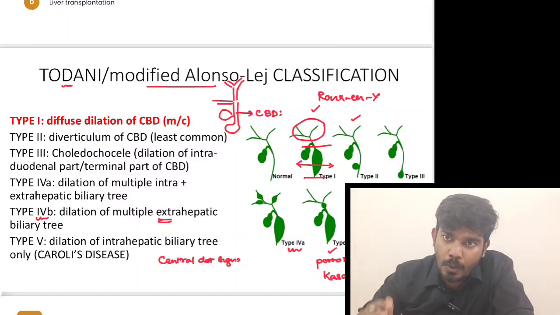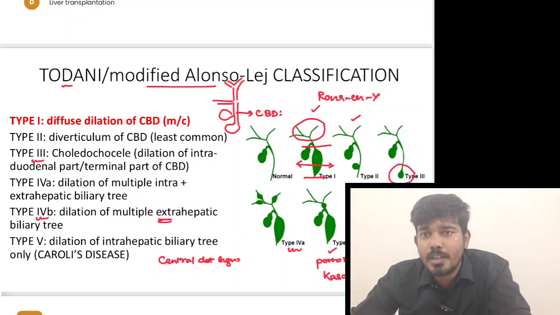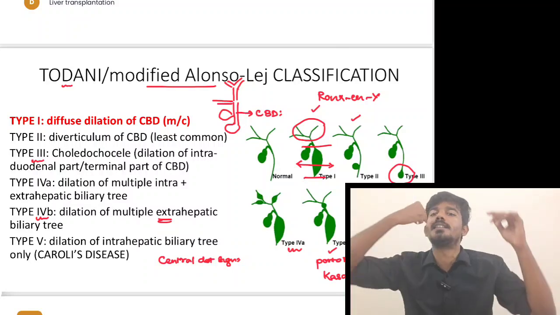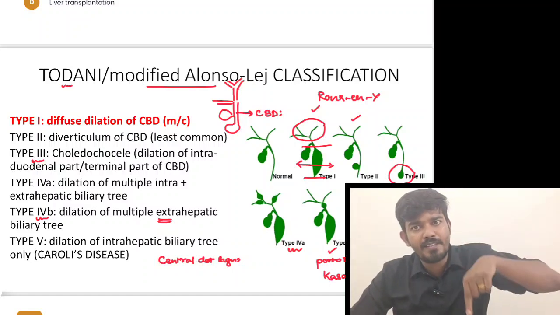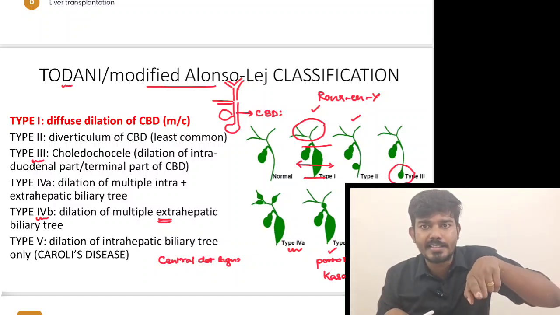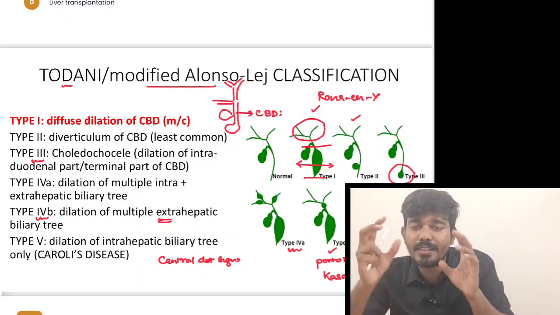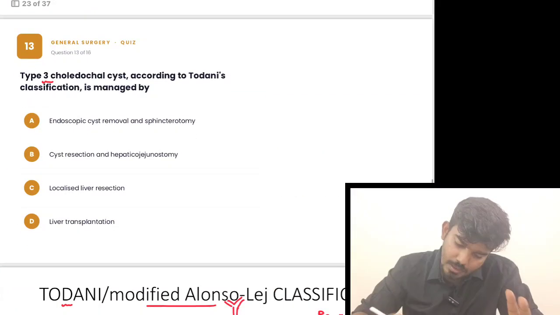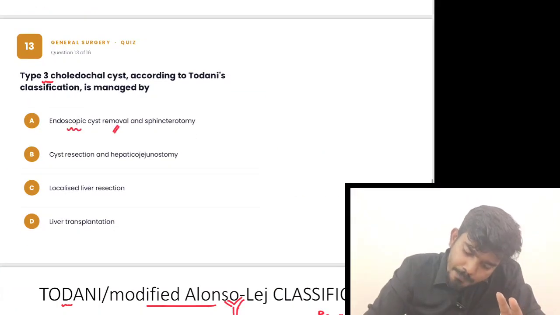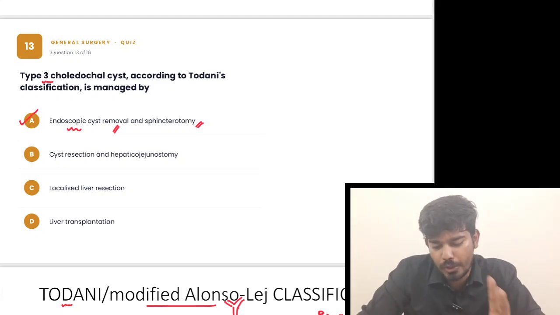Okay, now we are coming to the important point, that is type 3. Where is type 3? It is inside the duodenum, the terminal part of the CBD. So here how are we going to manage? We are going to go endoscopically. ERCP is done. Endoscopically we are going inside, or transduodenally we are going inside. We are going to remove the cyst, and then do sphincterotomy. This is the treatment option for choledochal cyst. So endoscopic cyst removal and sphincterotomy is the treatment of choice in case of a type 3 choledochal cyst.